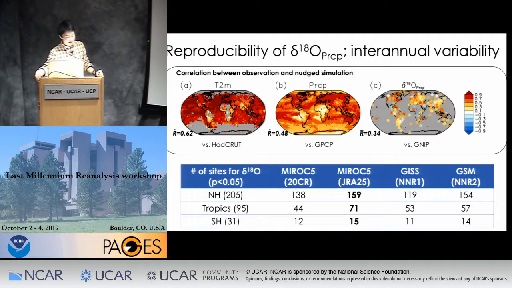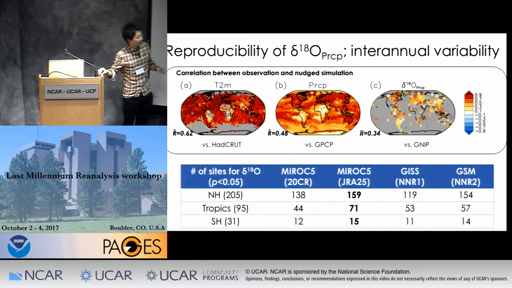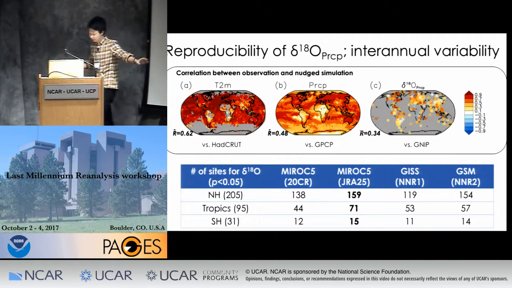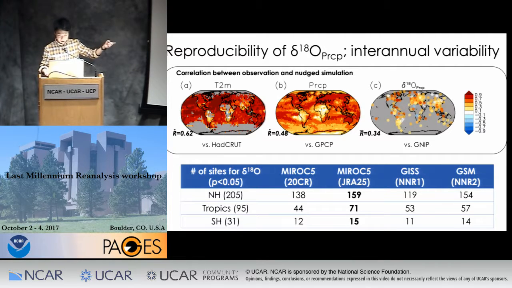But when you look at the reproducibility of the internal variability of isotope ratio, my model did a little bit well. The top panel shows the correlation between observation and nudged simulation for temperature, precipitation, and isotope ratio in precipitation. If I count the number of sites that are statistically well correlated, the number is relatively larger than the other models like GISS or GSM developed by Gavin Schmidt or Kei Yoshimura.